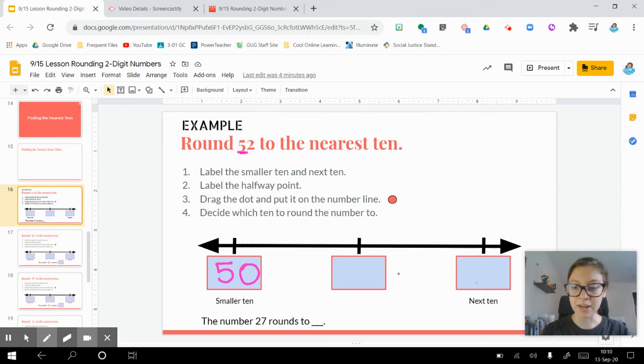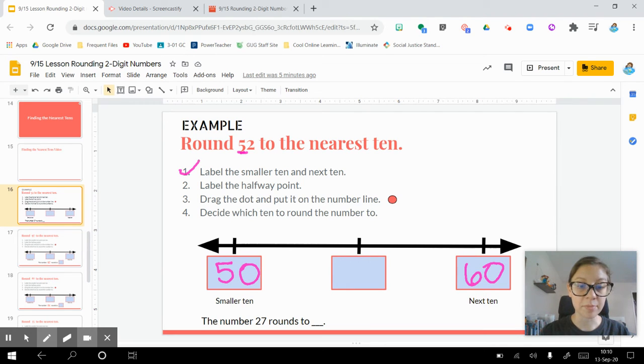Then we have to think about the next 10. If I was skip counting by tens, I would have to figure out the next 10. So 0, 10, 20, 30, 40, 50, 60. 60 is my next 10. Okay, so I have done step 1.